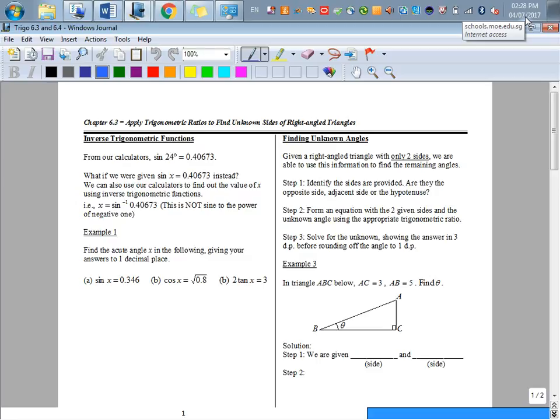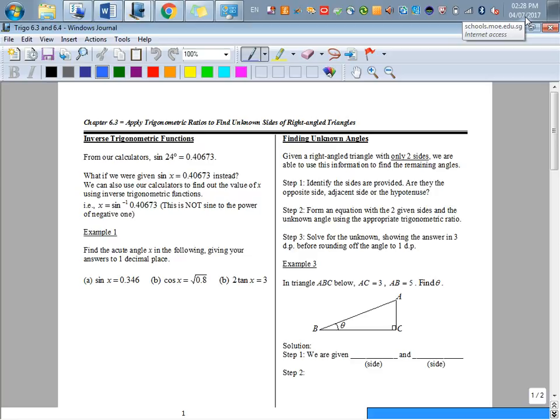From our calculators, we know that, for example, sine 24 degrees, so just key in, make sure our calculator is in the degree mode, sine 24. We see that it is 0.40673. Okay, so that is easy. What if we want to do it the other way around?